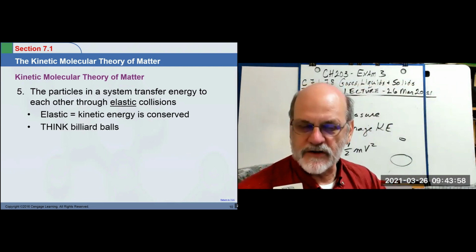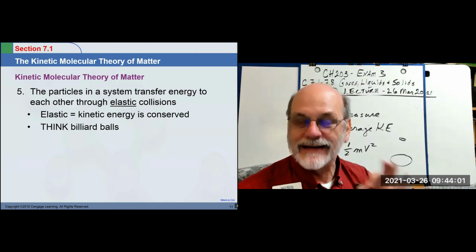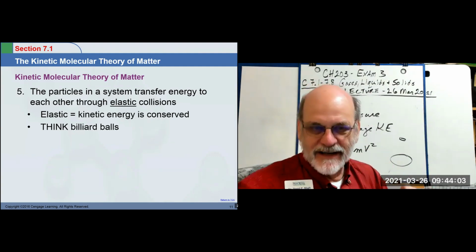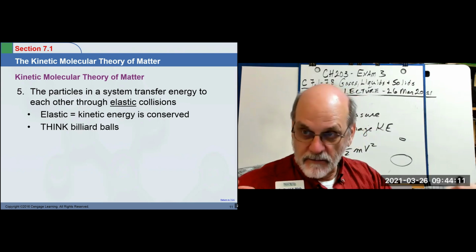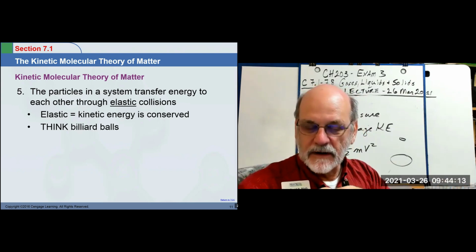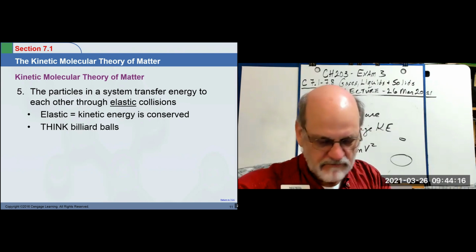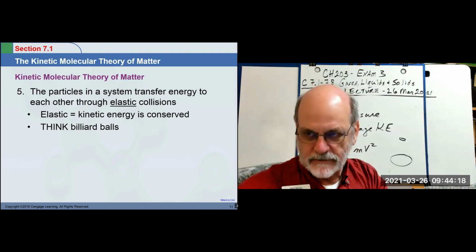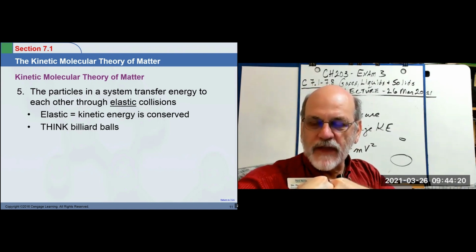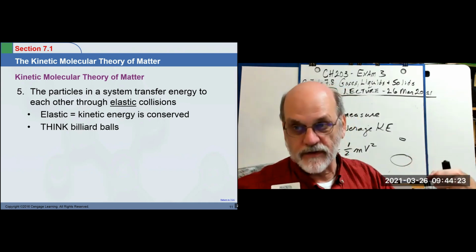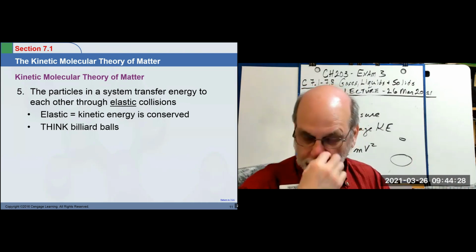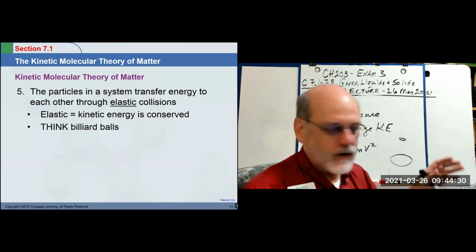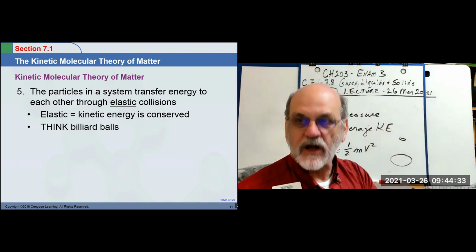Now, when they bounce off of each other, here's that reference to the ideal situation, right? The ideal is that when particles interact, they transfer energy at the moment of impact. They transfer energy into some other form, say compression. But when they leave one another, they take all of that energy with them. That's an elastic collision. That's one in which all the kinetic energy that goes into the collision comes out of the collision.